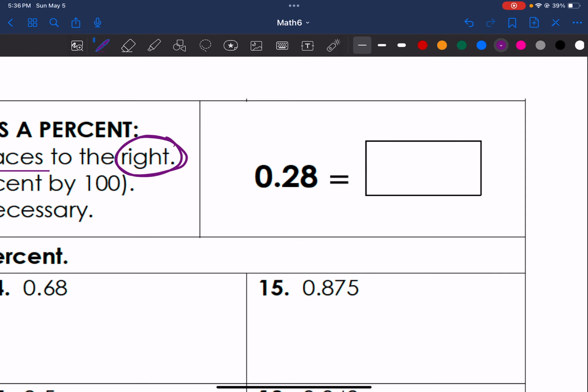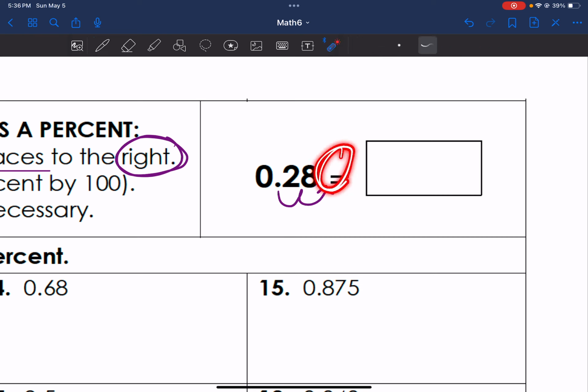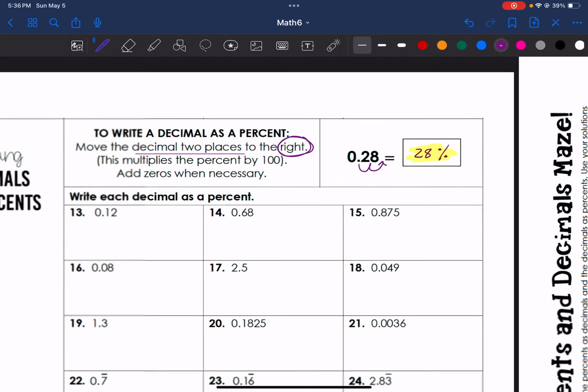And the reason we go 2 places is because it's 100. It's like you're multiplying it by 100. So I would move this 1, 2, right? Because our percent symbol would be at the end. That would make this 28%. And yes, it really is that quick.